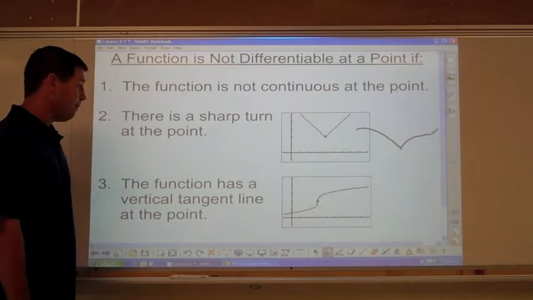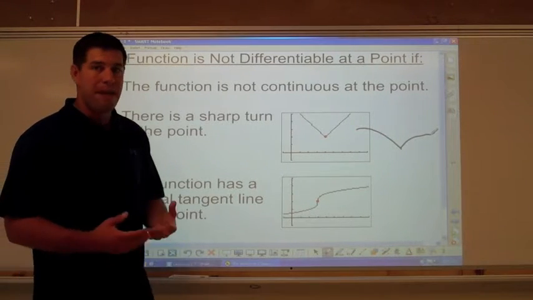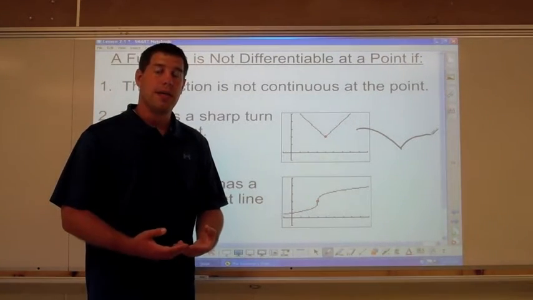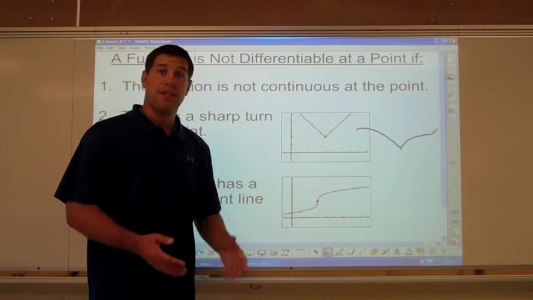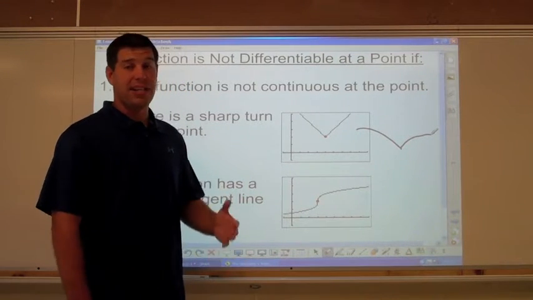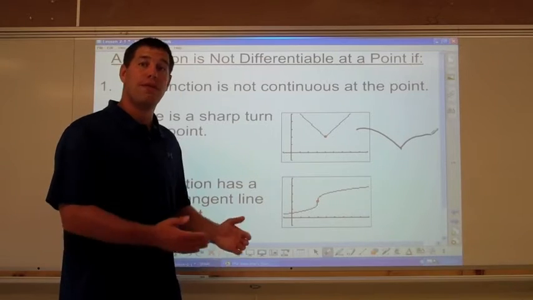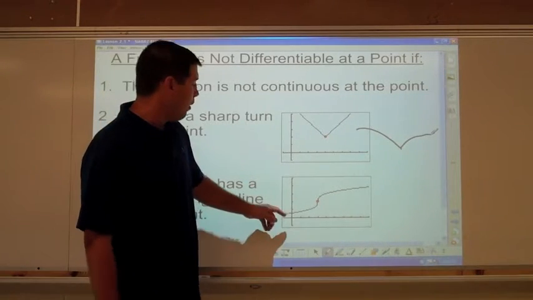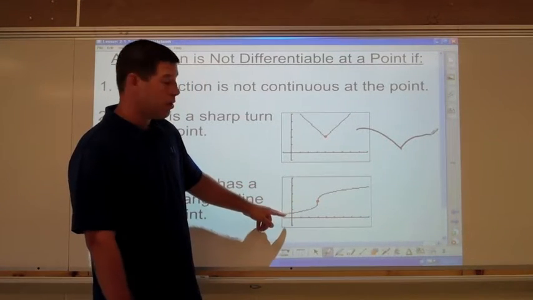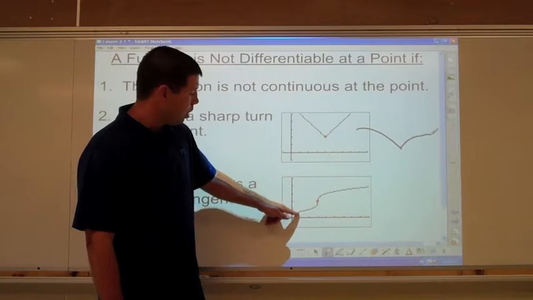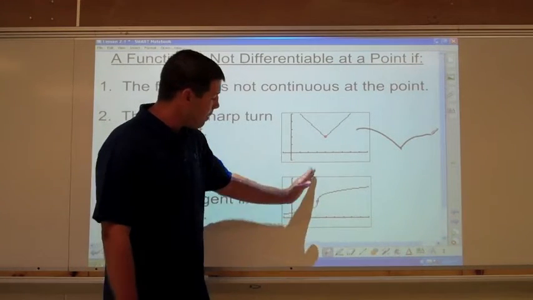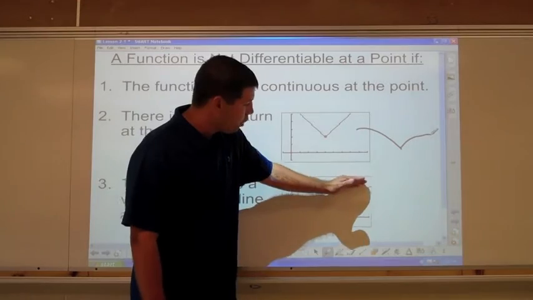And finally, if the function has a vertical tangent line at the point. The slope of a vertical line is undefined. Since the derivative is the slope of the tangent line, if the tangent line is vertical, the derivative is also undefined. So here's a cube root function where you're going to the right, you're coming up, you have a vertical tangent in here, and you turn back down.